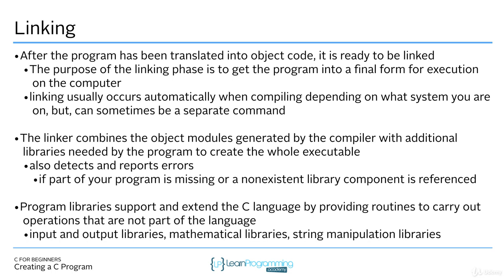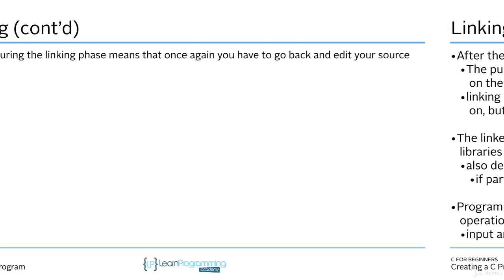So program libraries support and extend the C language by providing routines to carry out operations that are not part of the language. Input and output libraries are an example. Mathematical libraries, string manipulation libraries. This is just the same thing. If you're familiar with the Java program, it's the same thing as the Java API. It's the same thing as packages. It's this concept of I want to write data to a file. I don't want to implement it myself. I'm going to use an existing library that comes with the language. It's still written in C, but it's not part of the language, it's just that C comes with that. So there's all sorts of different libraries that we're going to learn about and use. This happens as part of the linking phase.